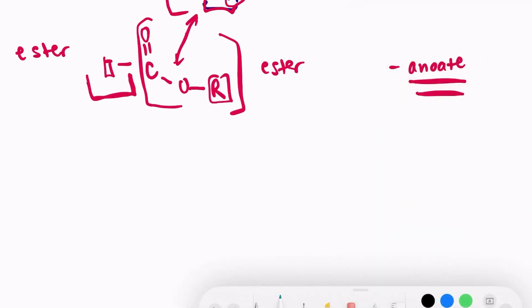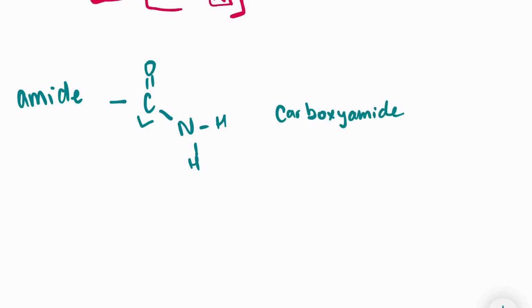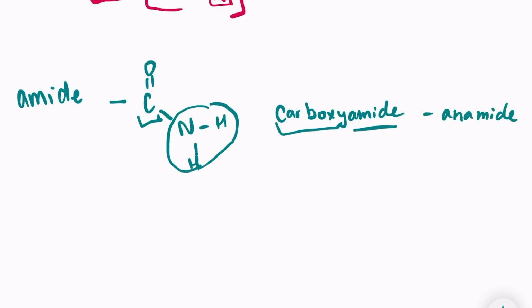Next, we have amides. Amides are fairly easy to identify because they have an NH2 group. So we have a carbon-oxygen double bond again, but then we have a nitrogen with 2 hydrogens. And the functional group name here is carboxyamide, because notice we still have this carbon-oxygen double bond, so carboxy. And the amide comes from this part of the functional group here. And the suffix that we use when we're naming is amide. And you may have heard of propanamide or methanamide or butanamide.